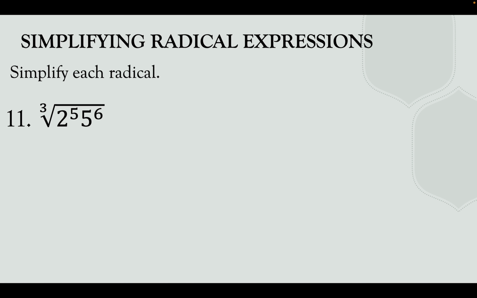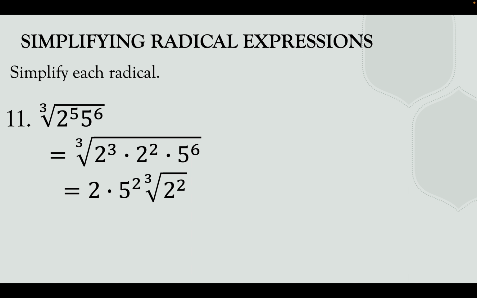Number 11, we have here cube root of 2 raised to 5, 5 raised to 6. So again, you just need to factor that one so that you can simplify the terms in the radicand. We have cube root of 2 raised to 3 times 2 raised to 2 and 5 raised to 6. Cube root of 2 raised to 3 is 2, since we divide the exponent 3 by the index 3, 3 divided by 3 is 1, so we have 2 raised to 1, times the cube root of 5 raised to 6, we have 5 raised to 2, and the remaining value in the radicand is cube root of 2 raised to 2.